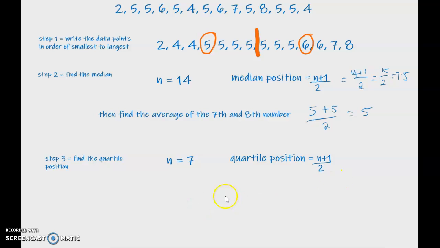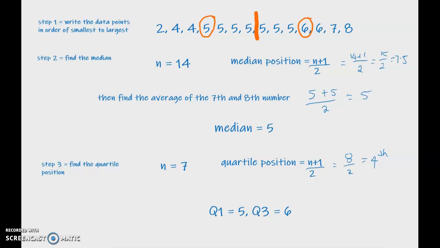Another way to find the quartile position is to use the same formula as we used up here. This time we're letting n equal 7, and we're looking for the quartile position, but it's still n plus 1 divided by 2, which is 7 plus 1, which is 8, divided by 2 is the 4th position. So you go back to your numbers, and you go 1, 2, 3, 4. First quartile is 5. And to find the third quartile, you count from the median, 1, 2, 3, 4. The third quartile is 6.